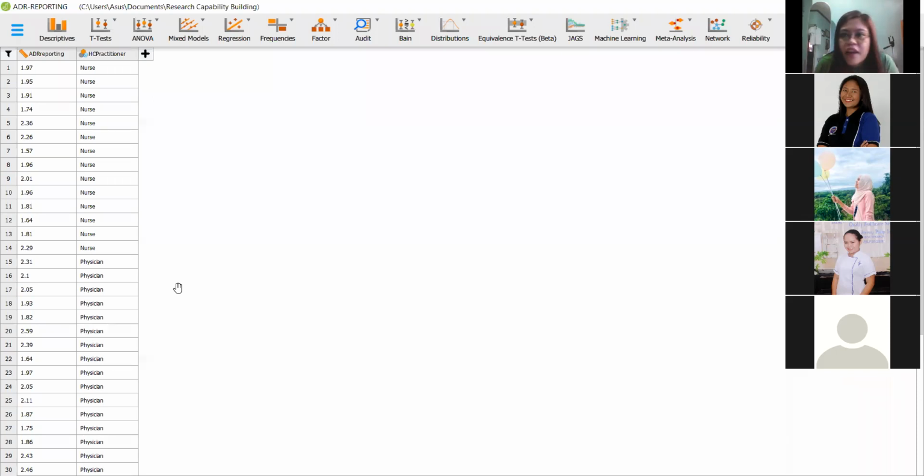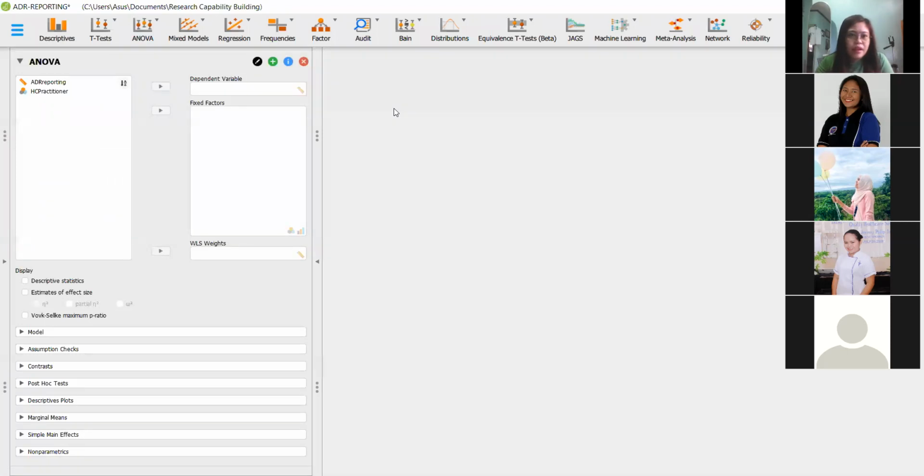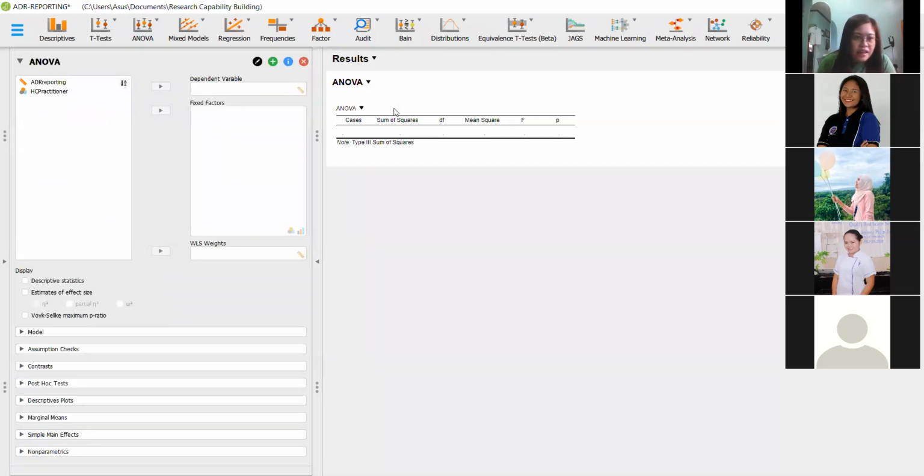So, how do we test? ANOVA man so click ANOVA. And then, we are doing the one way ANOVA. I-click ninyo na siya. And then, pwede na ibutang si ADR reporting sa dependent variable. Isang column lang siya. Tapos sa PHRes column, pwede ninyo siya ibutang na positive control, negative control, ug treatment na group. Tapos si HC practitioner ato ang fixed na factors.